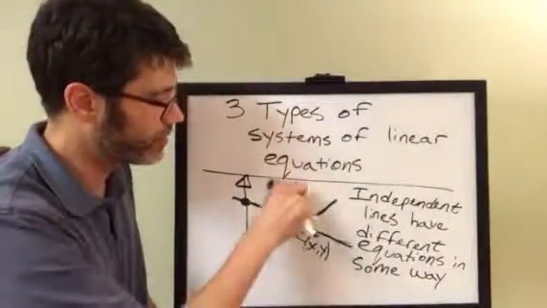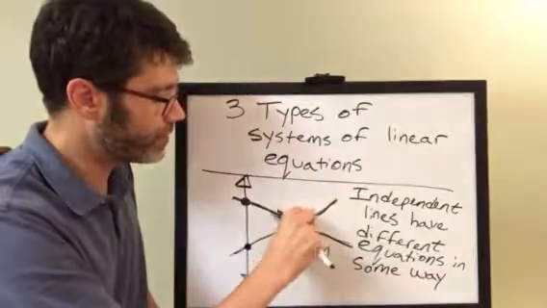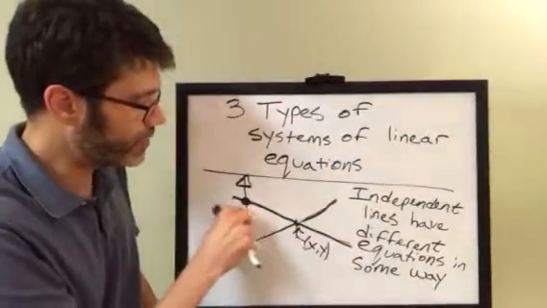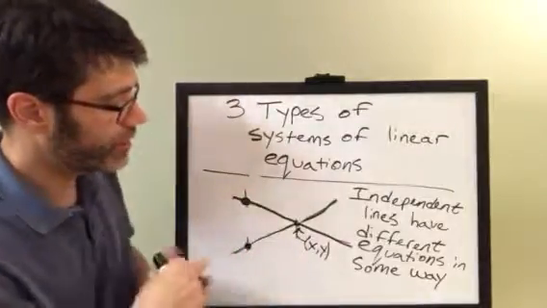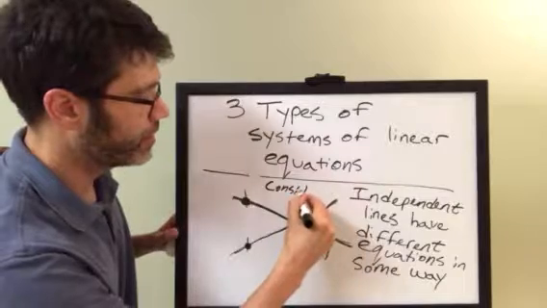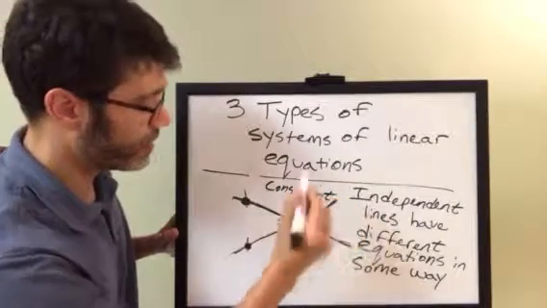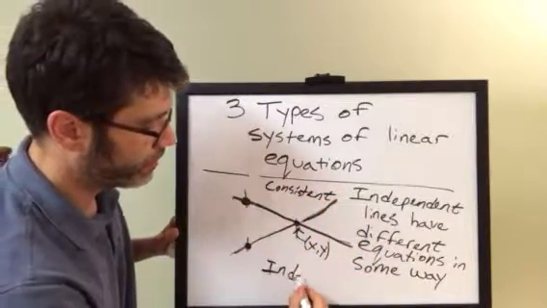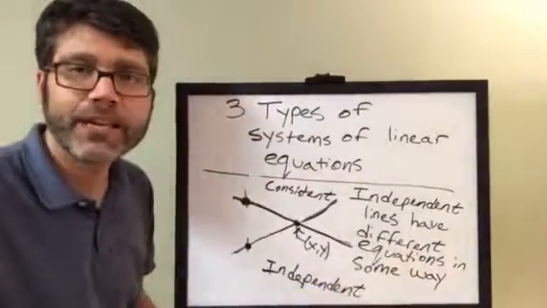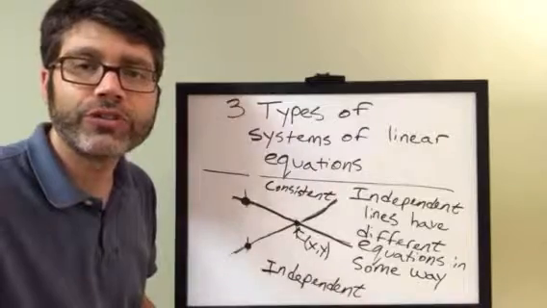Therefore, when you have a system of equations where they cross at least one point and they have different equations, we will call this scenario both consistent and independent. And that is the first scenario. In the next video, I will show you the second scenario.